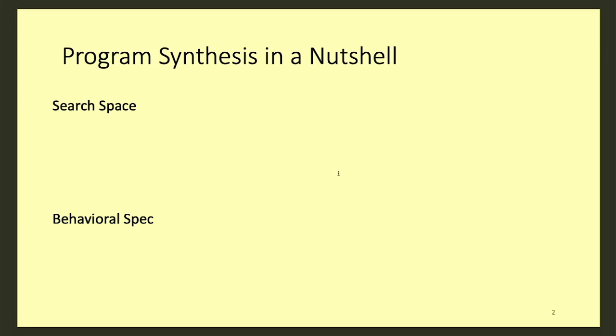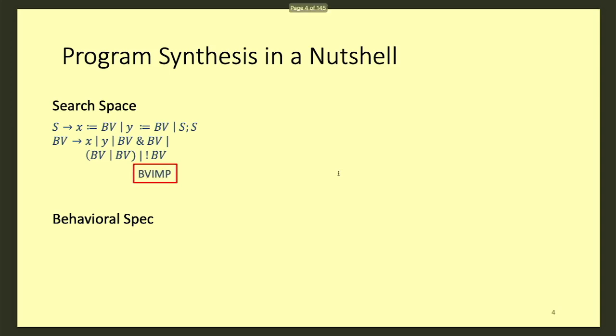In program synthesis, we're normally given two sets of programs as input. You have a search space and a behavioral specification, where your search space gives you a syntactic set of programs that, for the purposes of this talk, we're just going to say is a grammar. So here, for example, I have a simple grammar that gives me assignments to the variables x and y, and the bitwise operators and, or, and not over values inside my program. I'm just going to call this set BVIMP.